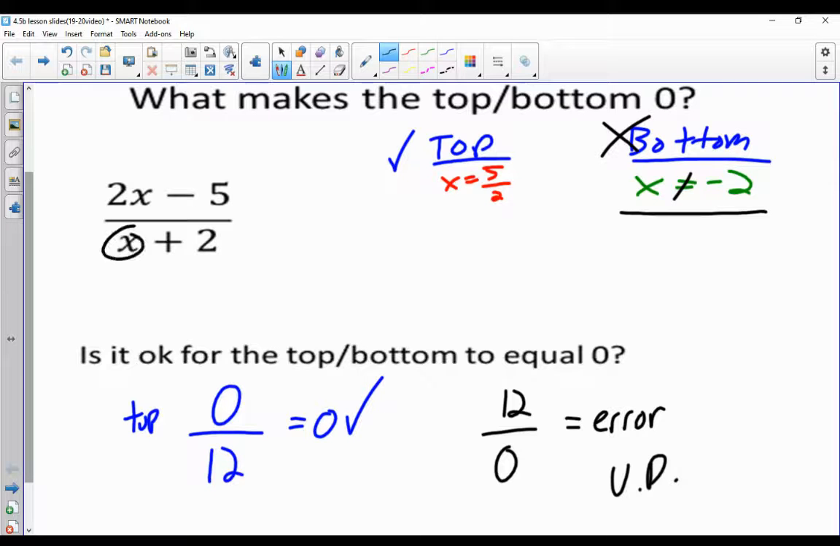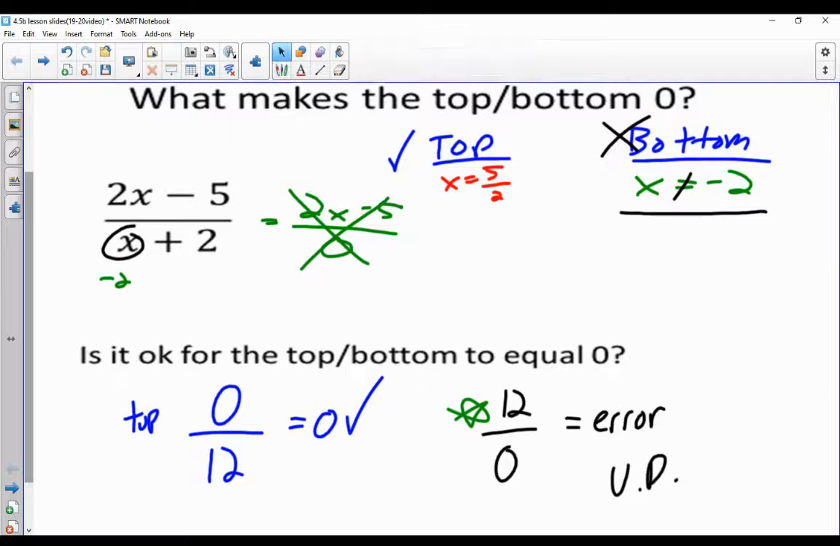Because if you were to plug -2 into this function, you would get -2 plus 2 on the bottom, which would give you 0. And as you saw here, 0 on the bottom does not work. So in other words, you can always have the top equal to 0. The bottom cannot. Whatever the bottom is equal to, you have to say x does not equal that, just to make sure that you do not have any domain errors. That is something that we will be using a lot in this lesson. So I just wanted to clarify that before we continue.